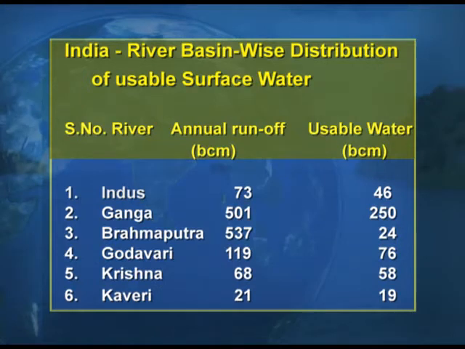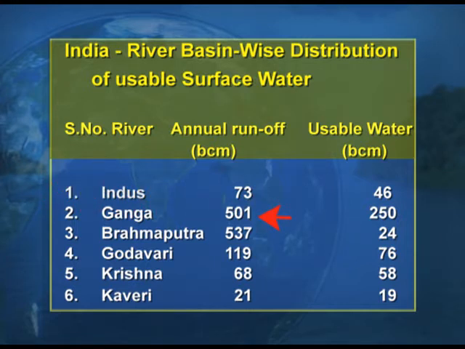Now look at the screens children. This table shows you the different river basins and their distribution of the surface water. There are two columns. One is for the annual runoff of the different rivers, and the second is the usable water of these rivers. Brahmaputra, if you see, has the maximum annual runoff of water, and that is 537 billion cubic meter. Whereas the other river which follows Brahmaputra is river Ganga, with 501 billion cubic meter of water.